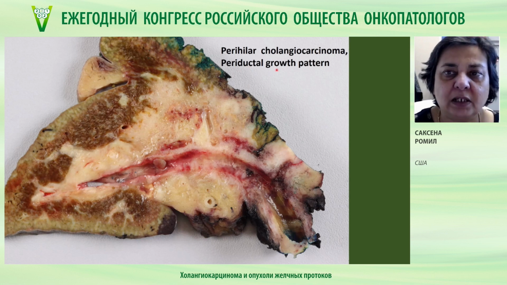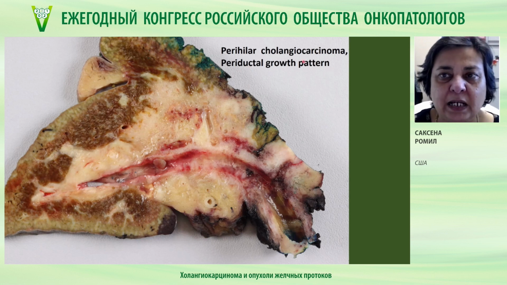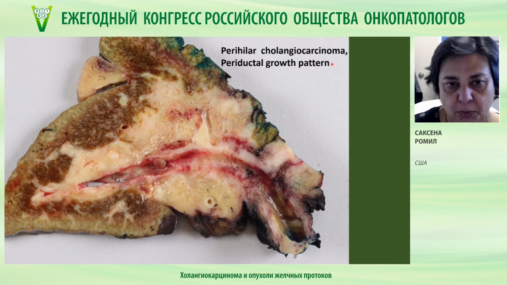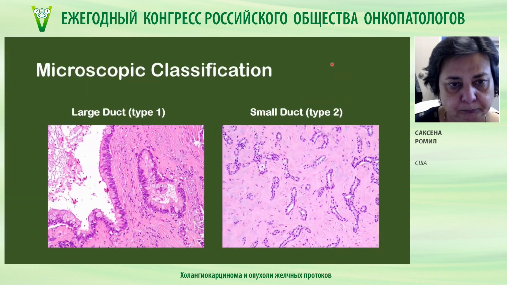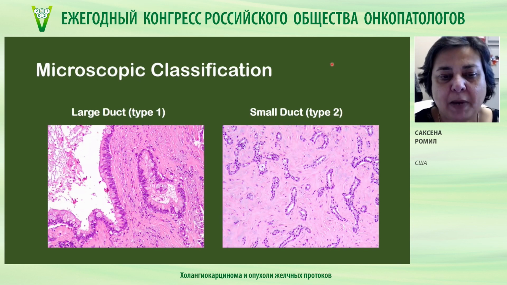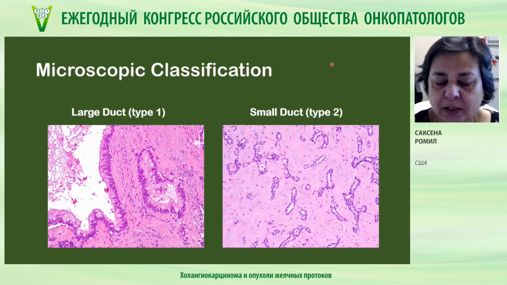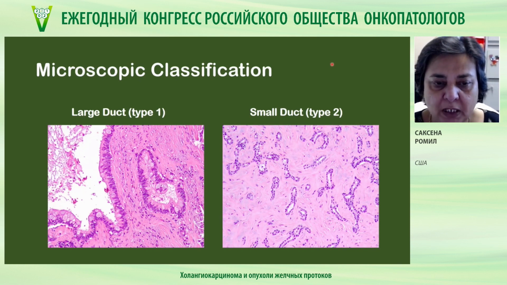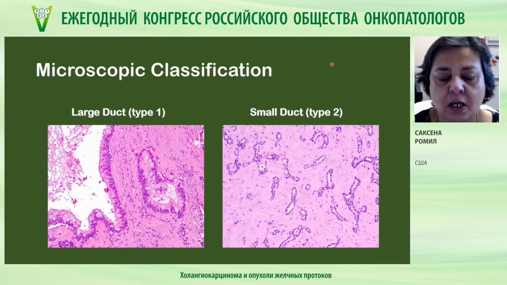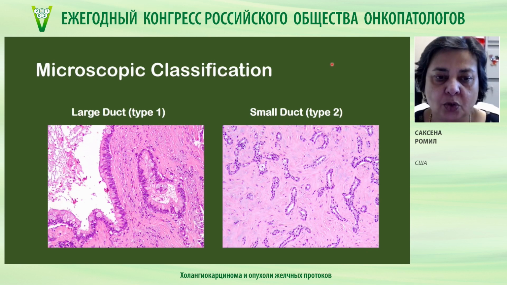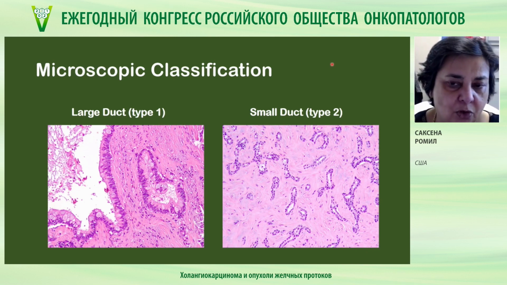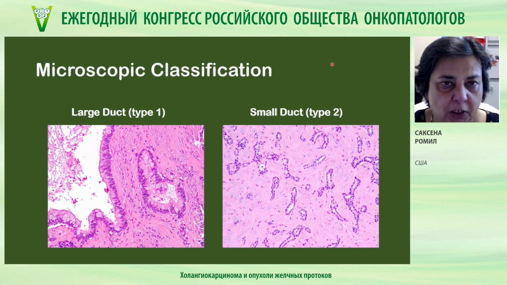So this is a peri-ductal growth pattern of a peri-hilar cholangiocarcinoma. So those were the macroscopic growth patterns. We saw a mass forming. We saw intraductal or intracystic cholangiocarcinoma, and we saw the peri-ductal pattern of infiltration of a cholangiocarcinoma.